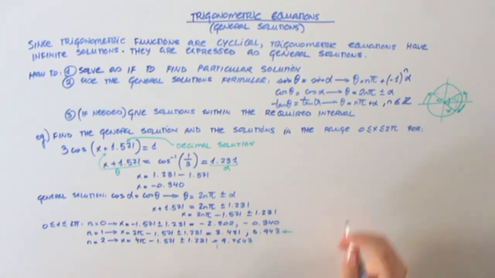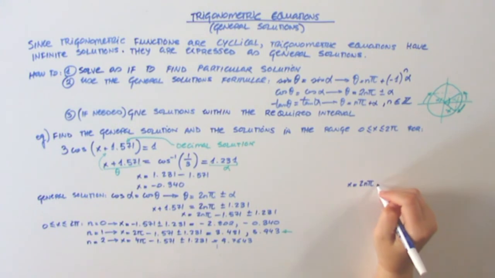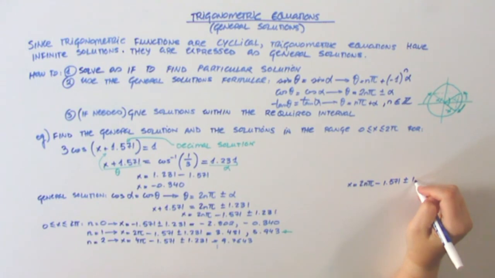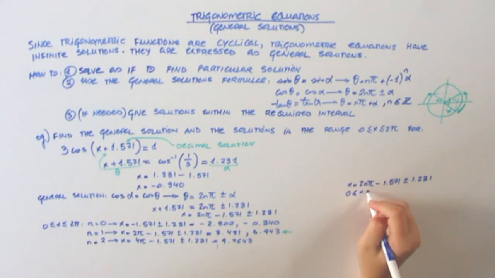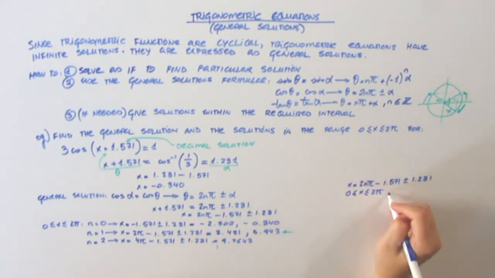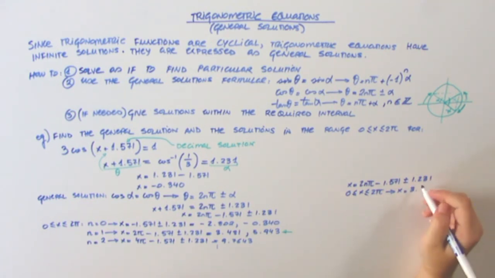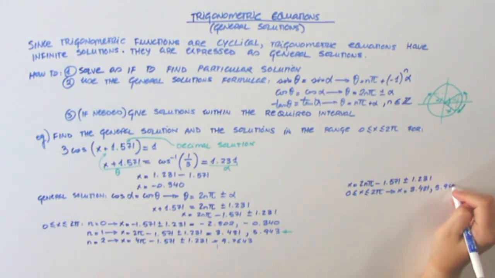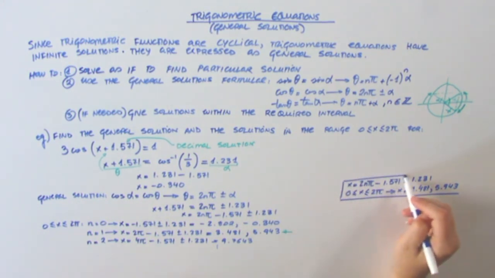So now I can give the general solution and list the ones that comply. I will write it as the general solution, x equals 2n pi minus 1.571 plus or minus 1.231. And then if x is between 0 and 2 pi, x equals, and I'm just copying the results, 3.481 or 5.943. I boxed the answer, so it's always easy to find, and I'm done.